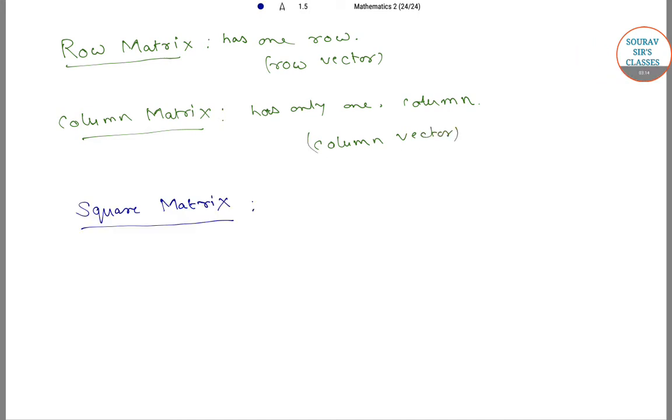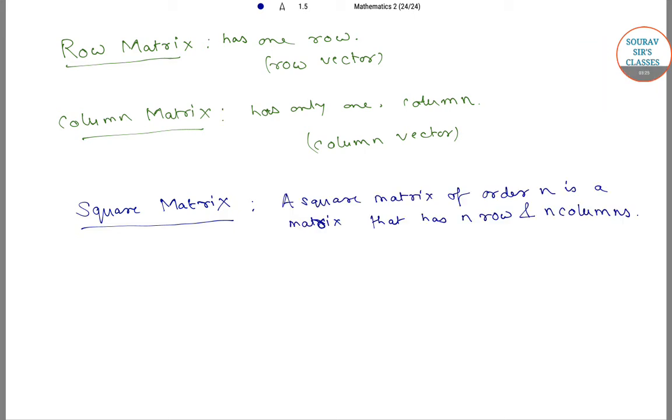Next is a square matrix. A square matrix of order n is a matrix that has n rows and n columns. Square matrix is a matrix that has an equal number of rows and columns, and its order n determines the number of rows and columns. So square matrix is denoted as A is equal to Aij, n cross n.